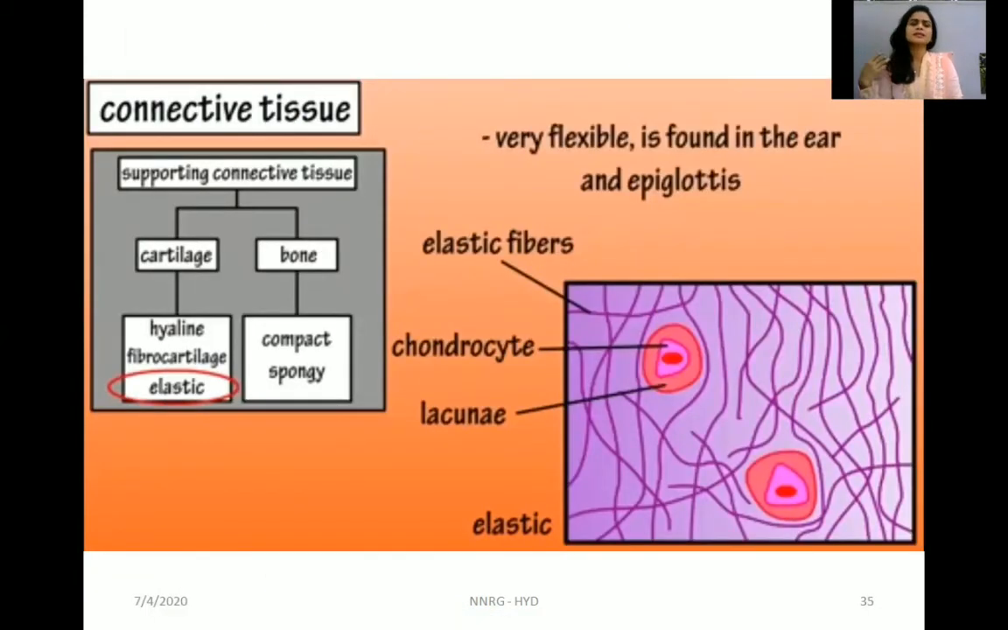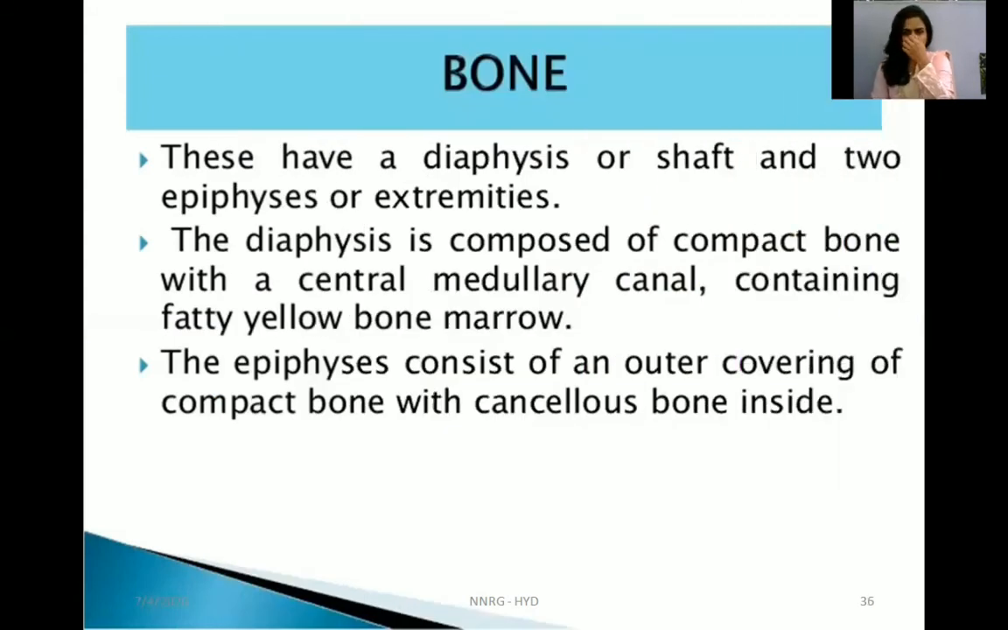So next comes the elastic connective tissue, wherein again you will have scattered elastic fibers. Again the cells are chondrocytes here, which are present in the lacunae, and then the elastic fibers are present. These fibers are scattered everywhere, that's why they are very flexible. Again, as I said, it is found in the earlobe, or the pinna as it is called, and it's found in the epiglottis.